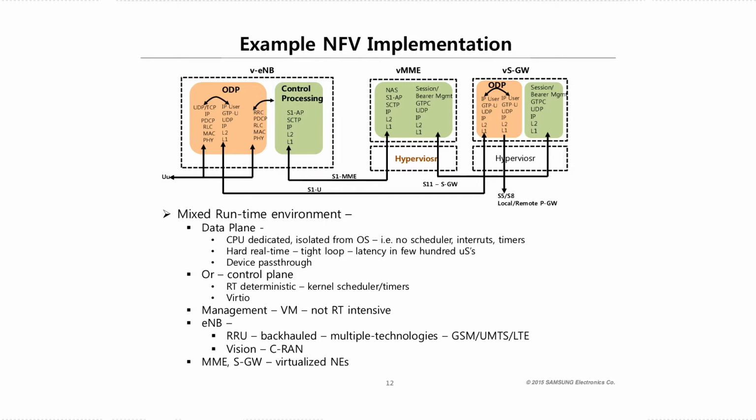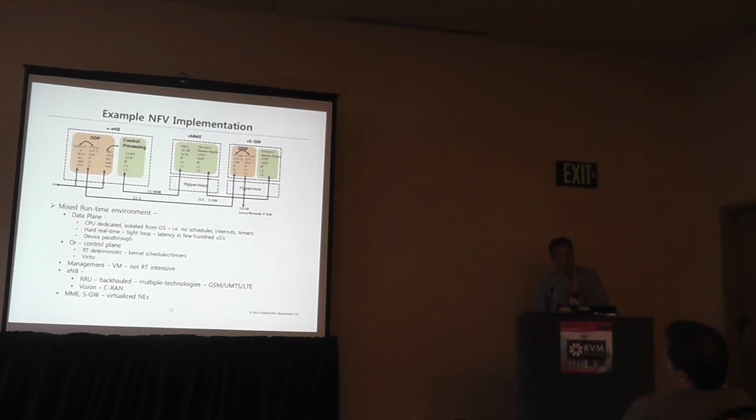So when you look at NFV, I didn't put the eNode B in the virtualized column because the eNode B is a pretty challenging thing to really put into a virtualized column. But when you look at NFV decomposition, you come up with control plane and data plane. And the data plane is typically something like ODP or DPDK. So you're dealing with a very tight loop. You pretty much want the scheduler out, the interrupts out, the timers out.